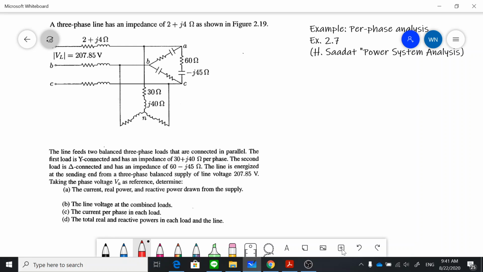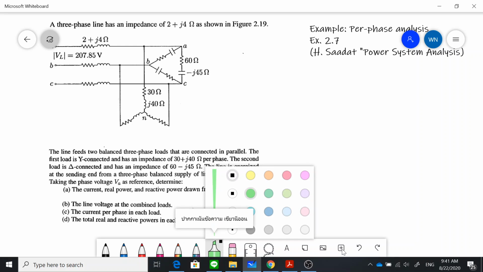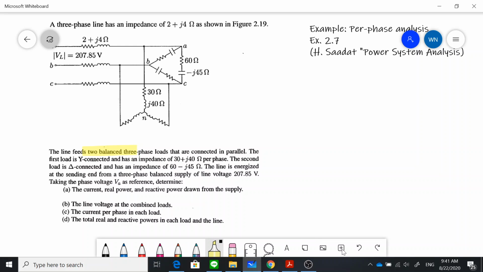in this figure. So the line feeds a balanced three-phase load. So we have to see the highlight. The keywords of this problem, right? It's feeding two balanced three-phase loads connected in parallel. The two loads are given in terms of impedance. The first load is Y connected. So the Y connection is here. Basically, this is the first load.